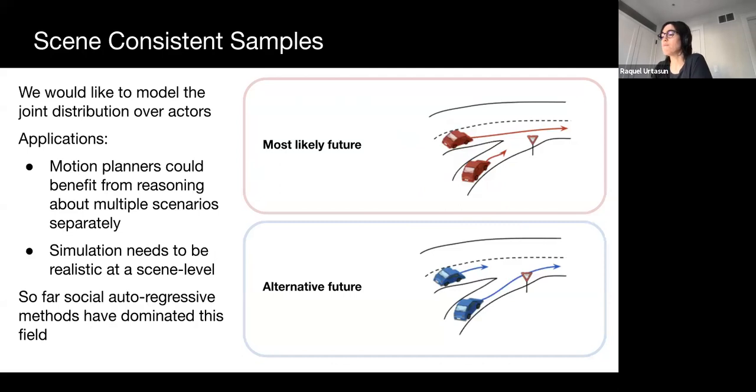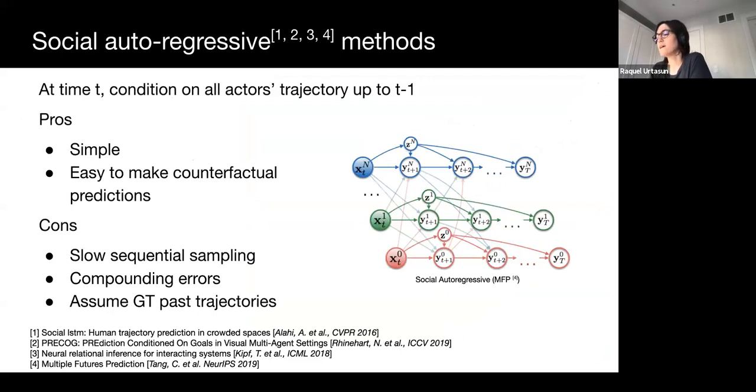This will enable motion planning research that reasons about how to react to multiple prediction scenarios, as well as provide smart agents for simulation, since in a simulated world, we need to capture the dependencies across actor behaviors. So far, social autoregressive methods have been proposed to tackle this problem. Let's take a look. The idea is to condition the one-step conditional distribution for each actor not only on their own past trajectory samples, but also on the ones from neighboring actors.